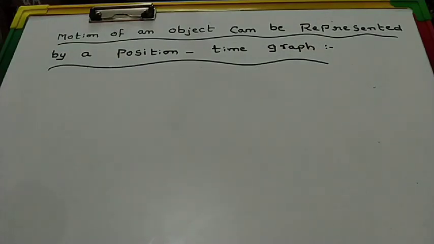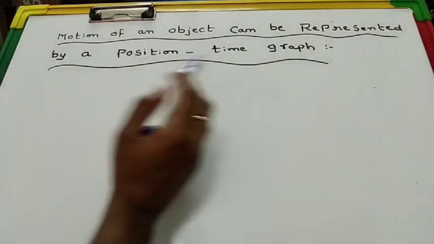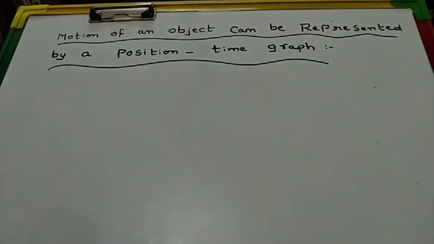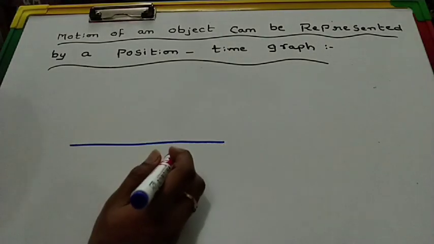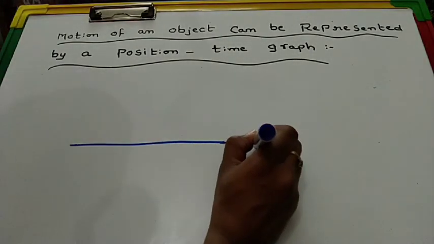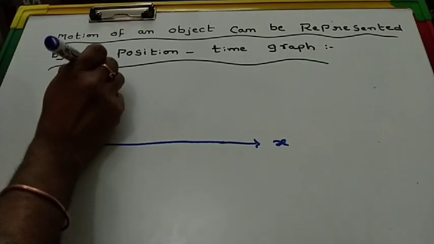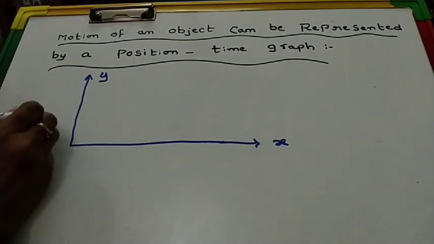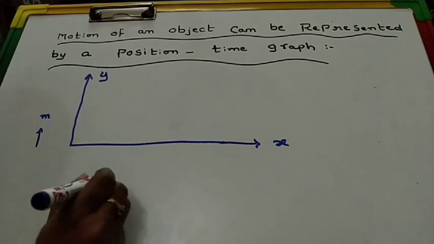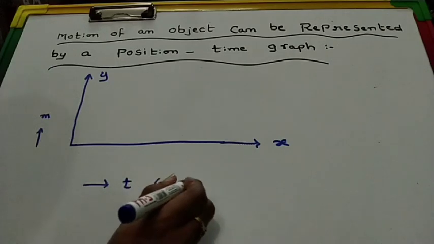Now, once again I am repeating the concept, my dear students. Today we are going to discuss how motion of an object can be represented by a position time graph. Now, go for the concept. Take the x-axis and take the y-axis. On the y-axis, we took distance in meters. On the x-axis, we took time, in seconds.